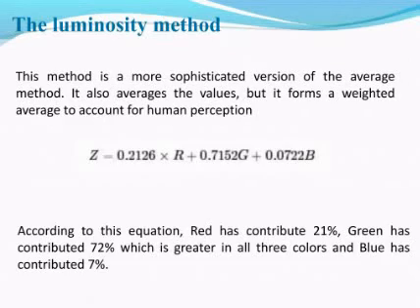The luminosity method is a more sophisticated version of the average method. It also averages the values, but it forms a weighted average to account for human perception. Z is equal to 0.2126 into R plus 0.7152 G plus 0.0722 B. According to this equation, red has contributed 21%, green has contributed 72%, which is greater than all three colors, and blue has contributed 7%.